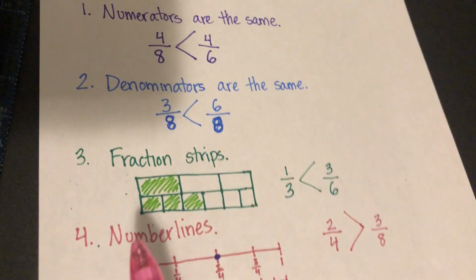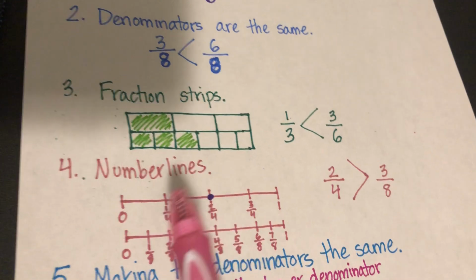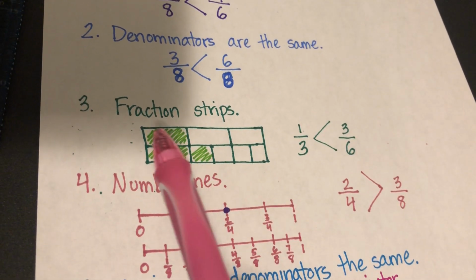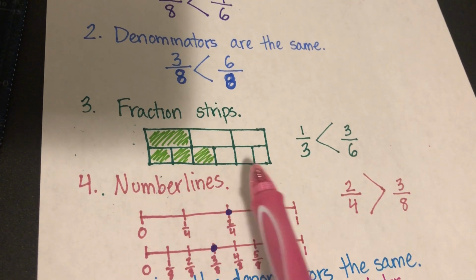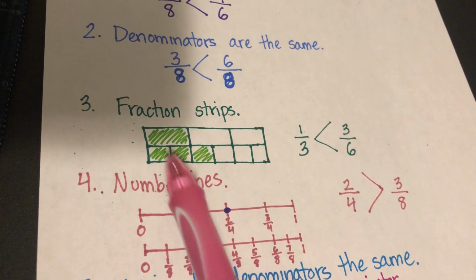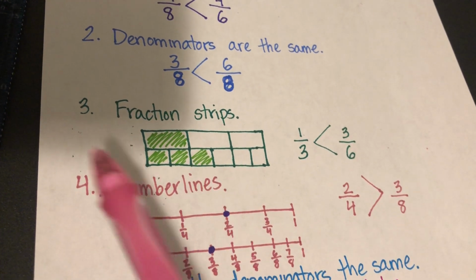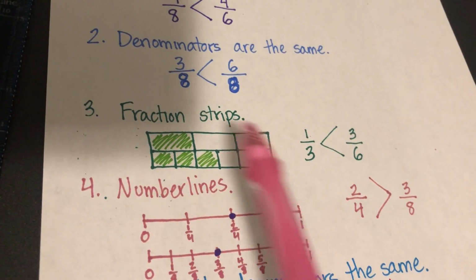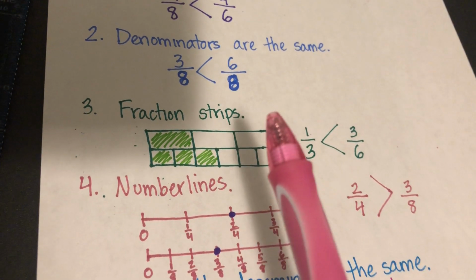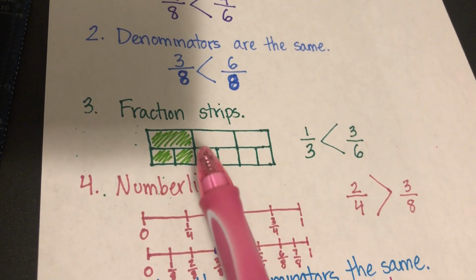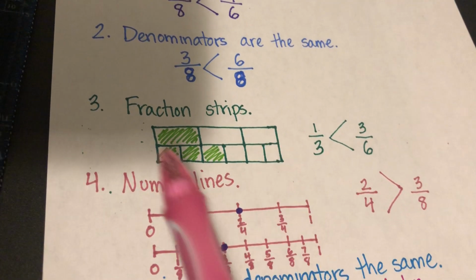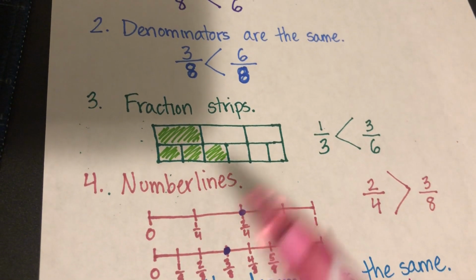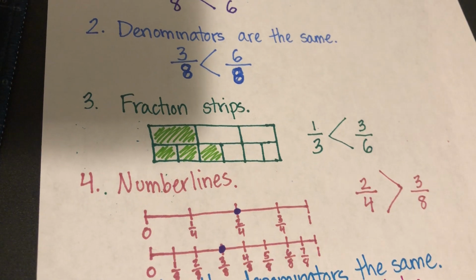And fraction strips, you should be familiar with fraction strips from even last year. Comparing thirds and sixths, we would use thirds right here and sixths right next to it, and we can compare doing that. Fraction strips have been around for a while, and they're really great. However, you don't always have fraction strips, and they're not always the most accurate way of drawing and depicting fractions. They're helpful, but not always the most efficient way.